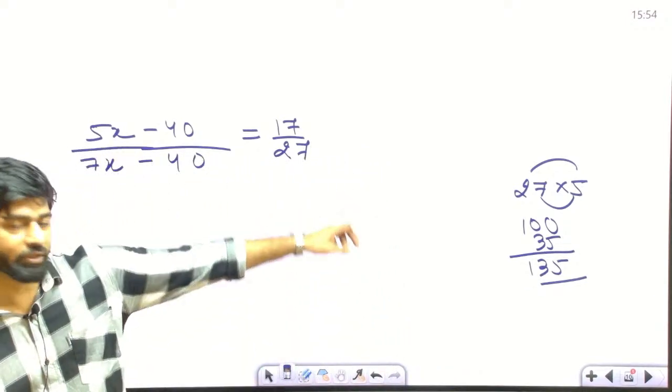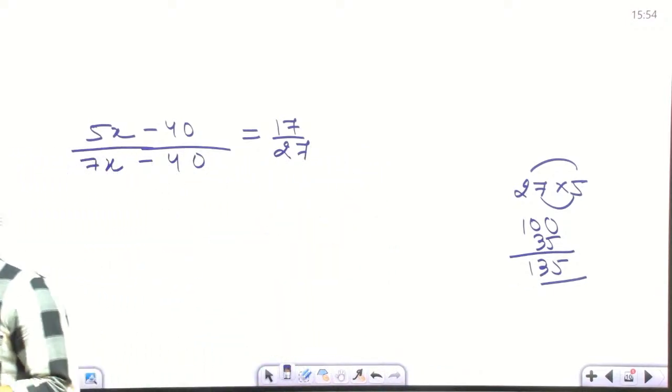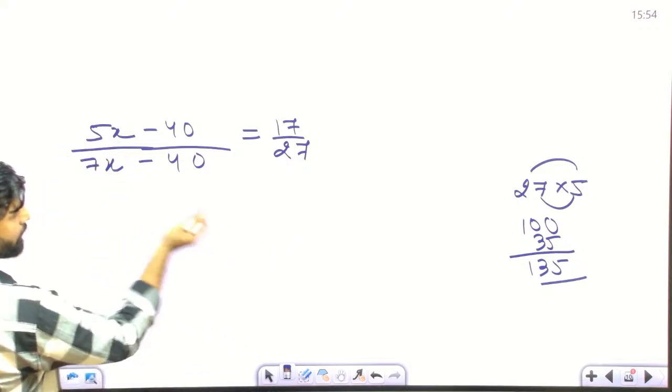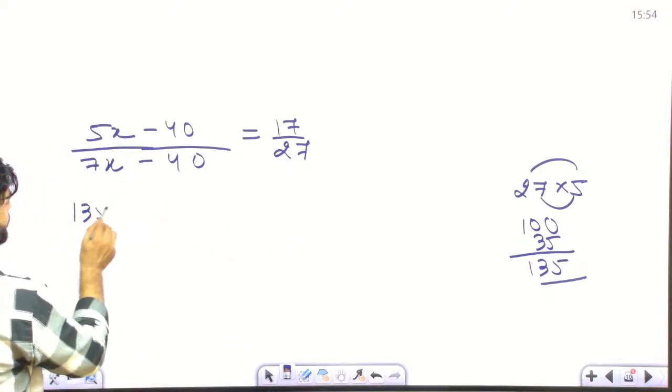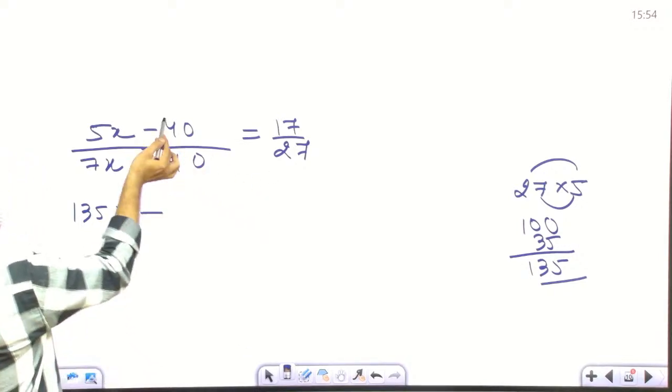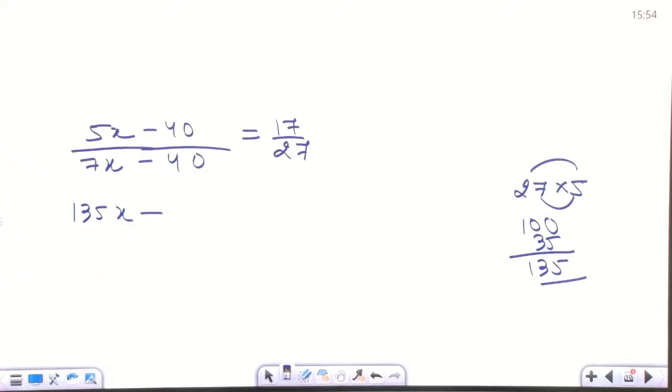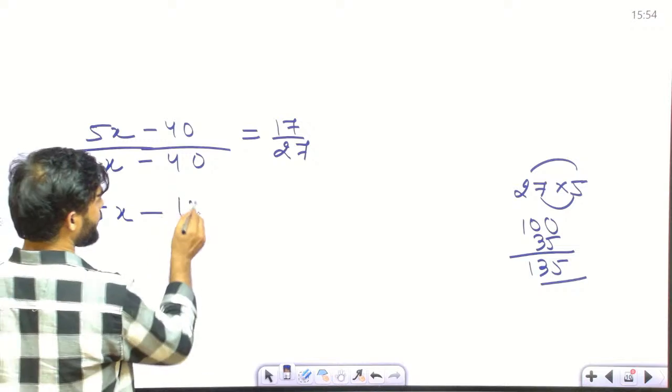Just try to adopt that particular method. This breaking method will make the calculation very easy. In your upcoming calculations, just try to do the calculation like this, multiplication especially. Okay. And this is 135x. And this is 27 into 40. The double of 27 will be 54 and the double of 54 will be 108. So this is 1080.